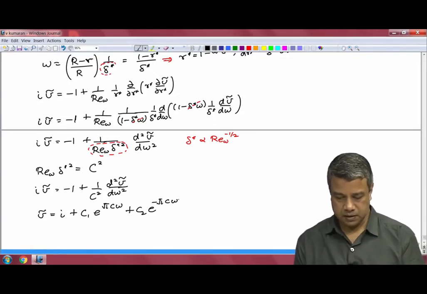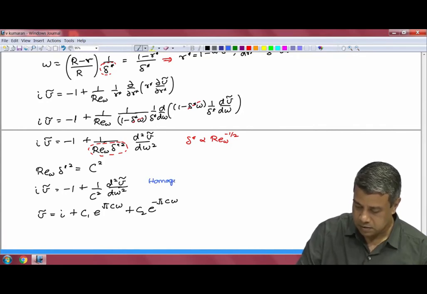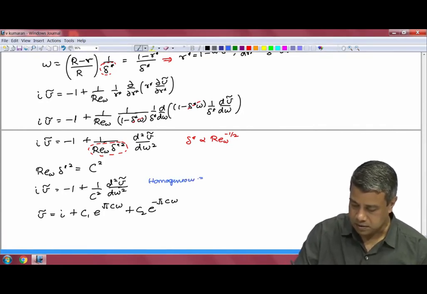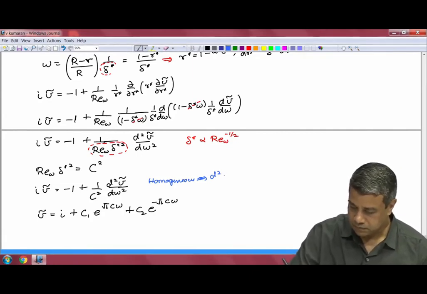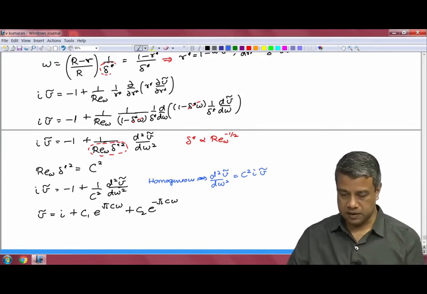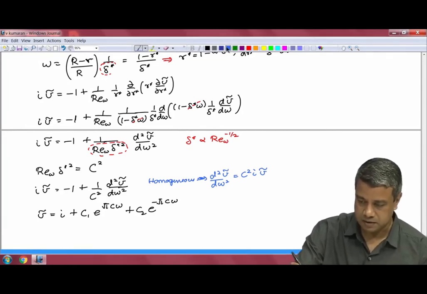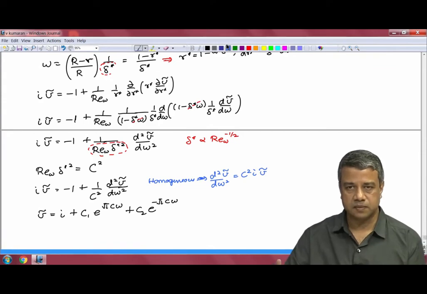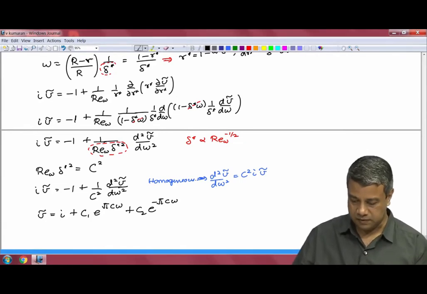The homogeneous equation in this case is basically d square V by dW square is equal to C square I V, without the inhomogeneous term. So, the solutions are exponentials with square root of I in the exponent. You know that e power I t is cos t plus I sin t. So, you have to express this in terms of the real and imaginary parts and then take the values.